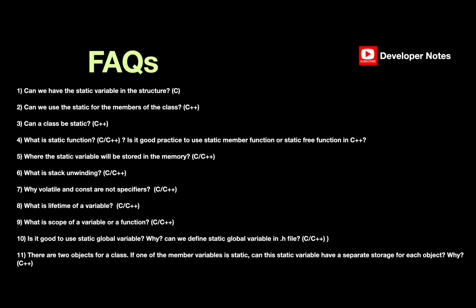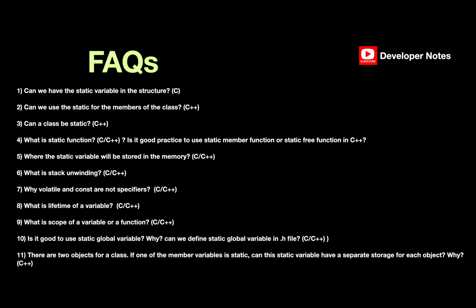The tenth question is, is it good to use static global variable? Why? Can we define static global variable in .h file? It is not good practice to use static global variable. There is no hard set rule that tells we can't use static global variables. However, it is avoided because of the ambiguity it creates in the code.